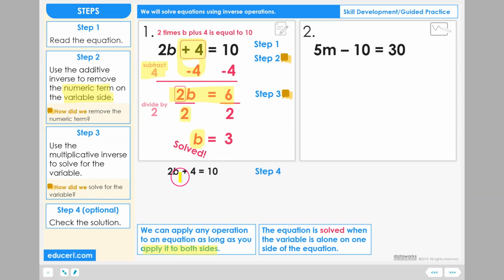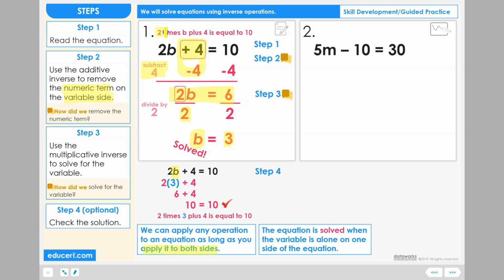If we take a look here quickly, you would write down the original equation, take the variable and replace it with the value that we found in our solution. And so we would now need to make sure that 2 times 3 plus 4 does equal 10. 2 times 3 equals 6. 6 plus 4 equals 10. So 3, in fact, was the correct solution.